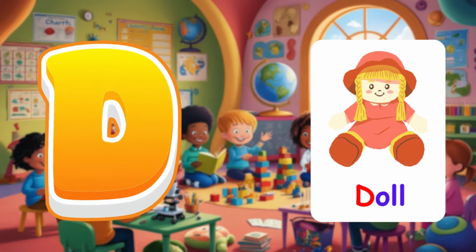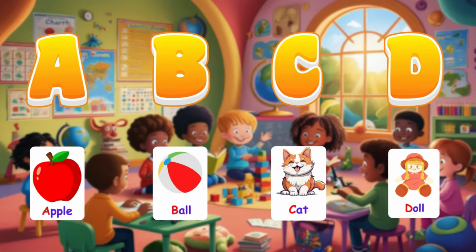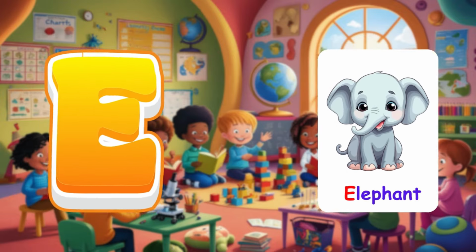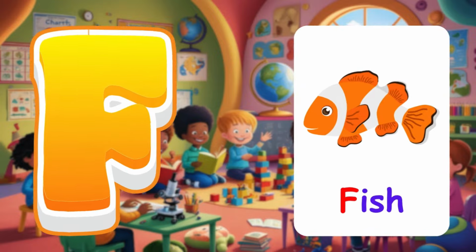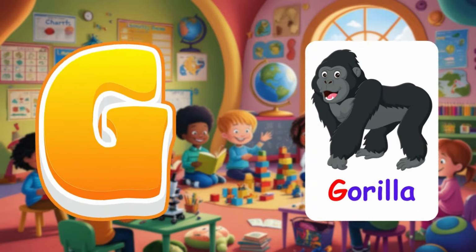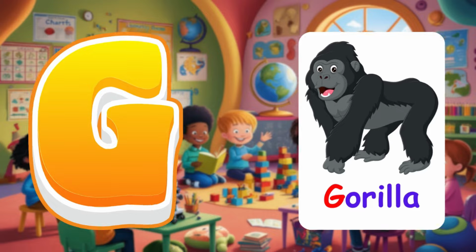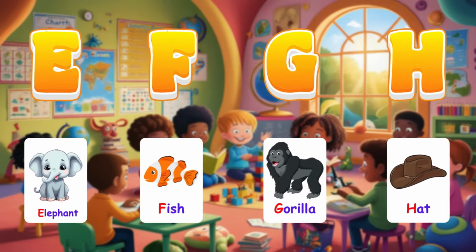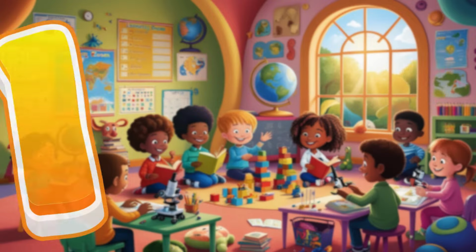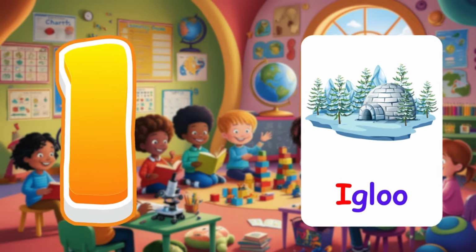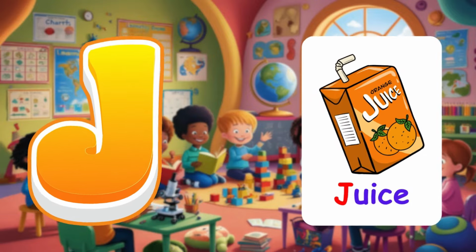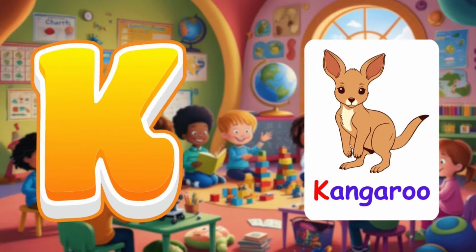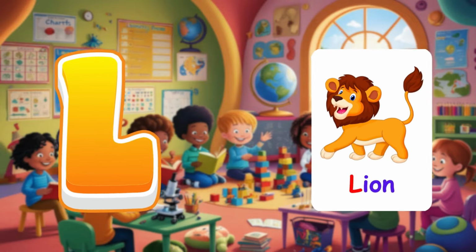The dog, d-d-dog. E is for elephant, e-e-elephant. F is for fish, fish. G is for gorilla, g-g-gorilla. H is for hat, ha-ha-hat. I is for igloo, i-i-igloo. J is for juice, ju-ju-juice. K is for kangaroo, k-k-kangaroo. L is for lion, l-lion.